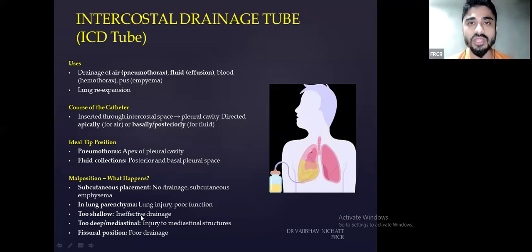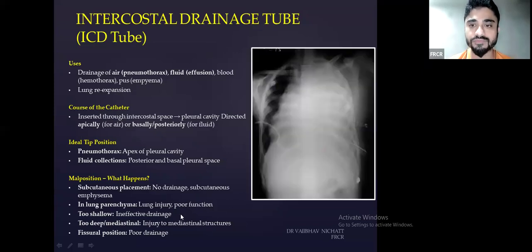If it is too shallow, then there will be ineffective drainage. If it is too deep, the tip of the ICD might irritate mediastinal structures. There might be mediastinal organ injury and ineffective drainage of the pneumothorax or pleural effusion. If it is placed in a fissural position, then there will be poor drainage. This is how an ICD catheter will look.